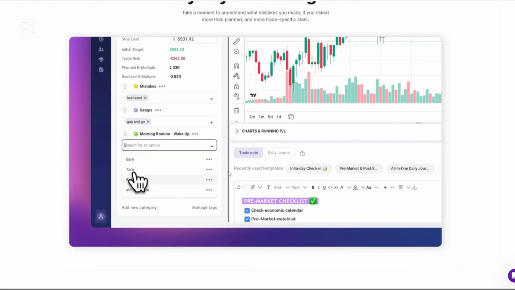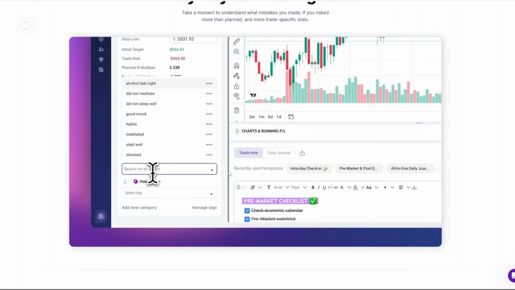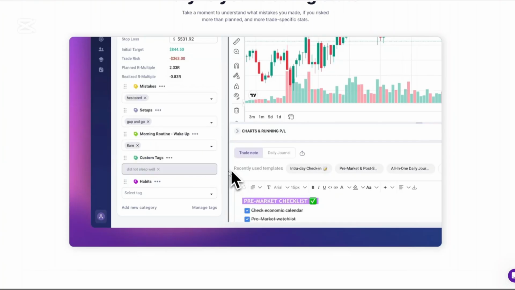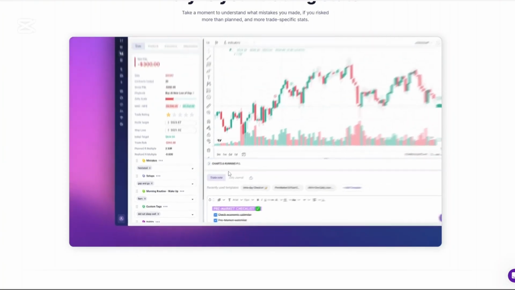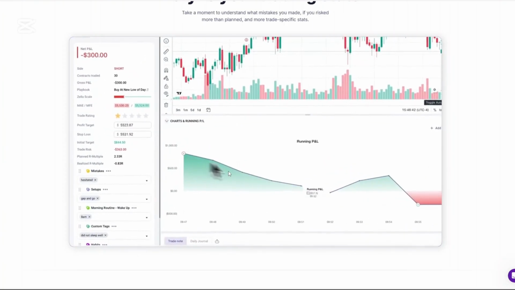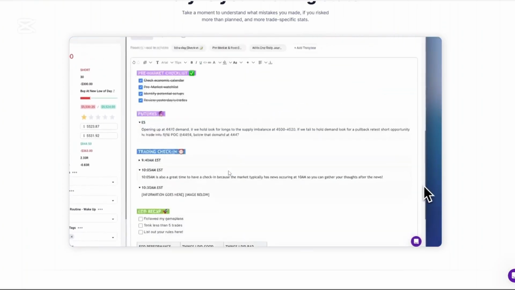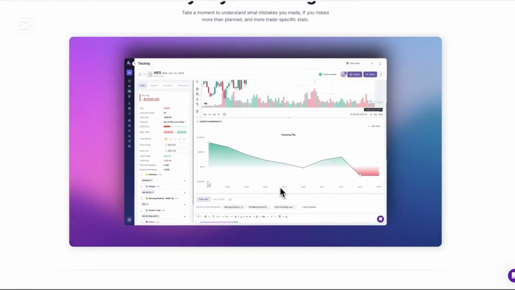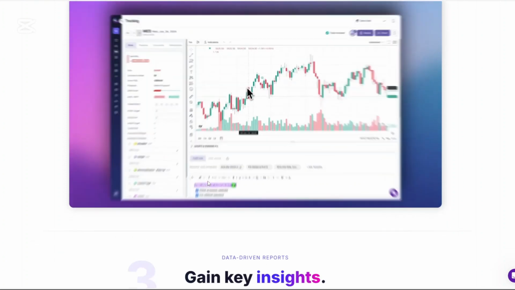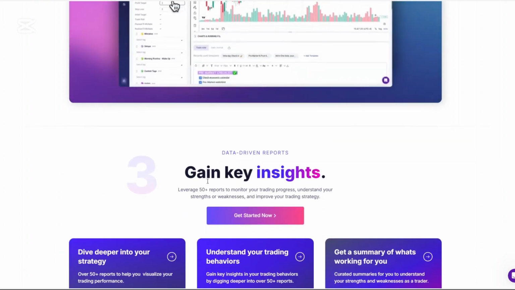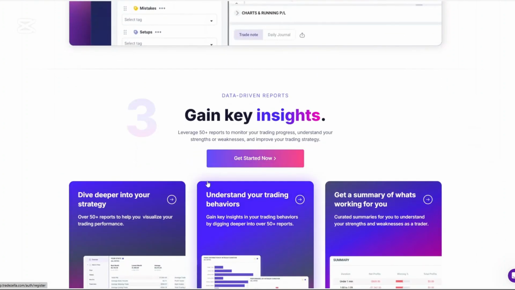Mentor mode. You can share your trades and strategies with mentors or mentees. Custom tags and categories. You can tag your trades with mistakes, setups, and more for detailed analytics. Over 50 reports. You can drill down into your data to understand your trading behaviors and performance.